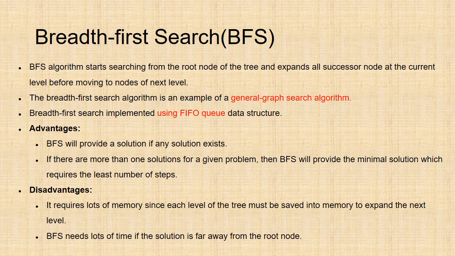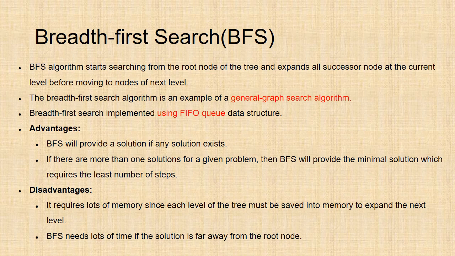and bidirectional search. Breadth-first search is the most common search strategy for traversing a tree or graph. This algorithm searches breadth-wise in a tree or graph, so it is called breadth-first search. The BFS algorithm starts searching from the root node of the tree and expands all successor nodes at the current level before moving to nodes of the next level. The breadth-first search algorithm is an example of a general graph search algorithm. Breadth-first search is implemented using the FIFO queue data structure.